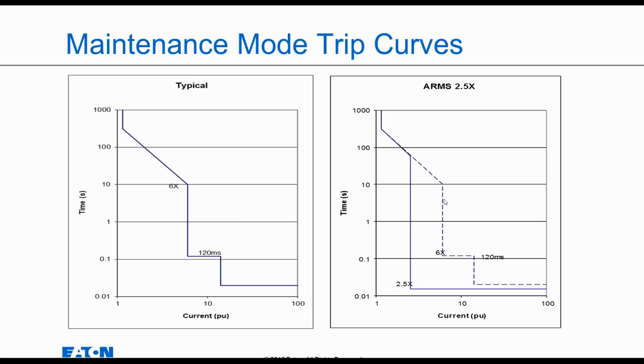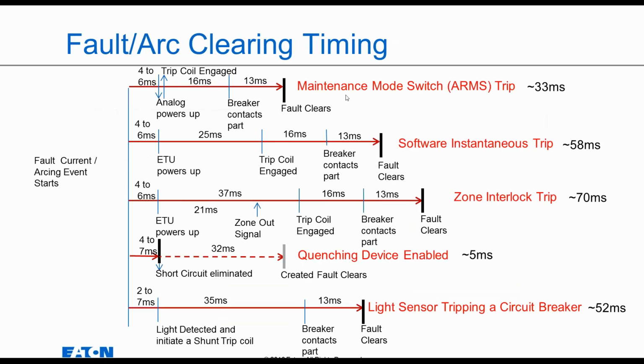But believe it or not, both systems operate in parallel. Both systems are there. So where is our maintenance mode switch? We have 4 to 6 milliseconds of power up. That's when the analog power circuit powers up. Then it immediately engages the trip coil. You've got about 16 milliseconds where the breaker mechanism opens, 13 milliseconds parting the contacts and clearing the fault, and typically you'll have around 33 milliseconds of arc trip.